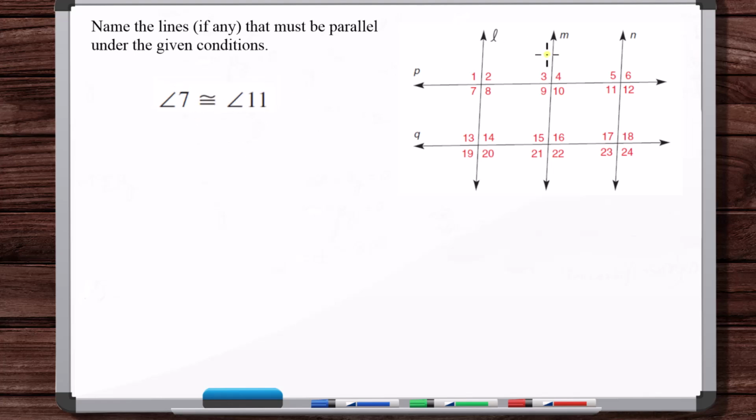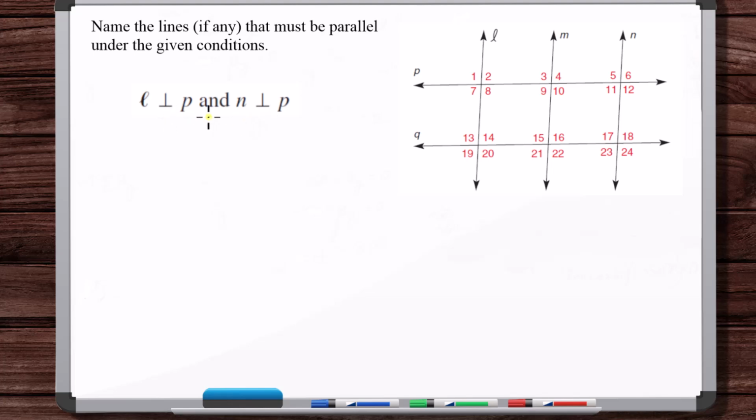Okay, what if angle 7 is congruent to angle 11? Well, with angle 7, line P and L create angle 7. With angle 11, lines P and N. So P is the transversal. Now, if we turn our heads to the left here, we can see how angles 7 and 11 are related with P as a transversal. Those are corresponding angles. If you're looking up this way, it's top left, top left. Corresponding angles are congruent, so that means that line L is parallel to line N.